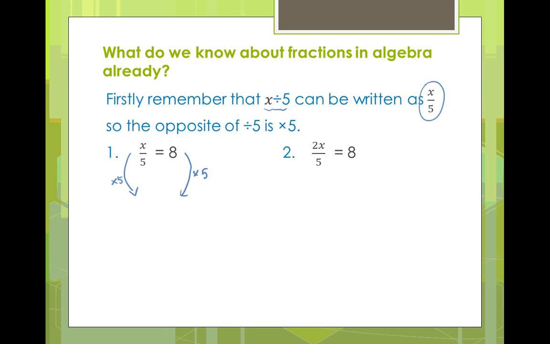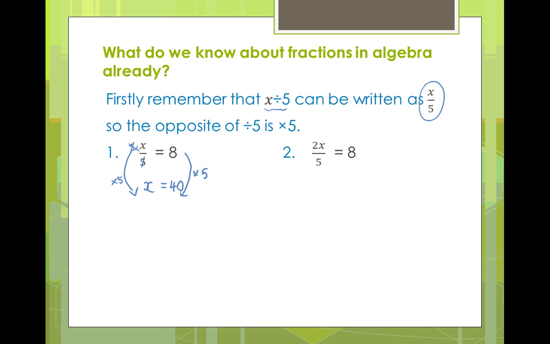Now I want you to remember that when you are dividing a fraction by 5, you write it over 5. When you are multiplying by 5, 5 goes up the top, so that these two, in effect, cancel out. That's why we times by 5 in the first place. On the left hand side now, I'm left with x, and on the right hand side, I'm left with 8 times 5, which is 40.